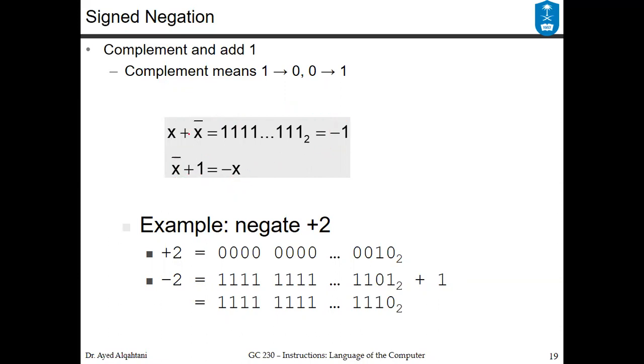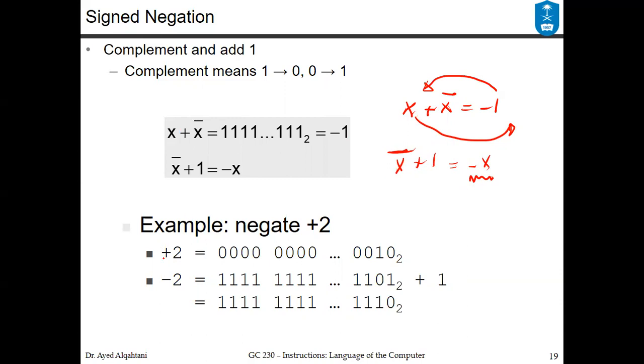We did a mathematical equation manipulation. So we have x plus x bar equal to minus 1. Put this one here on this side and put the x on the other side. So you will have x bar plus 1, and on the other side you will have minus x. So the negative value of any signed number is the ones complement plus 1, or flip the number and then add 1 to it.